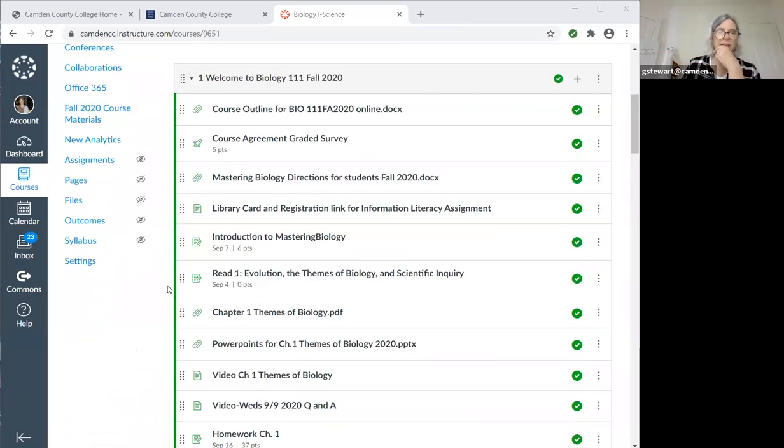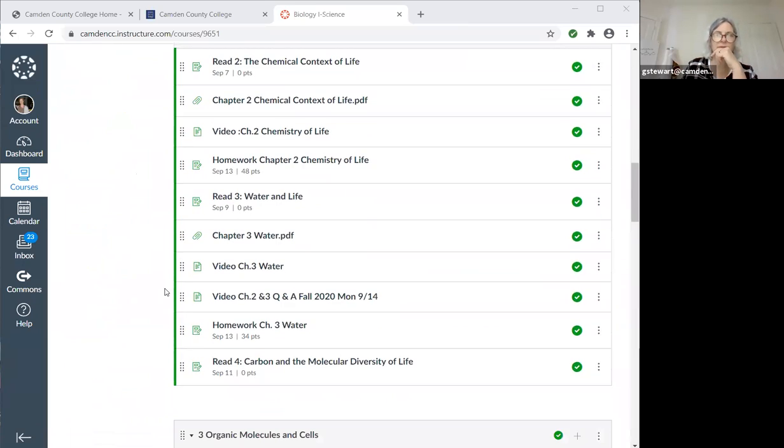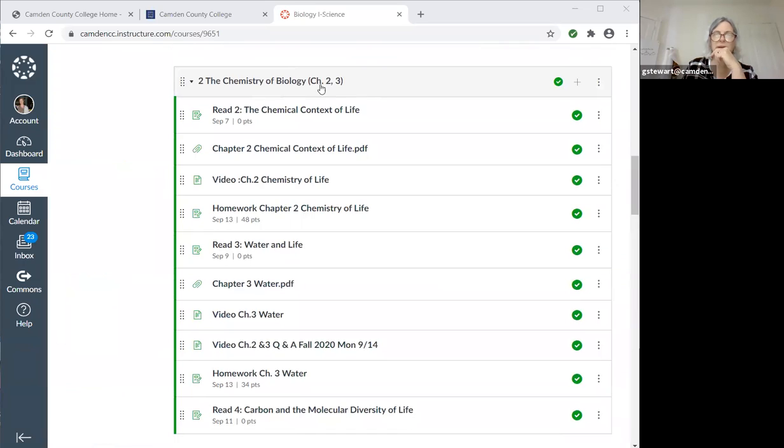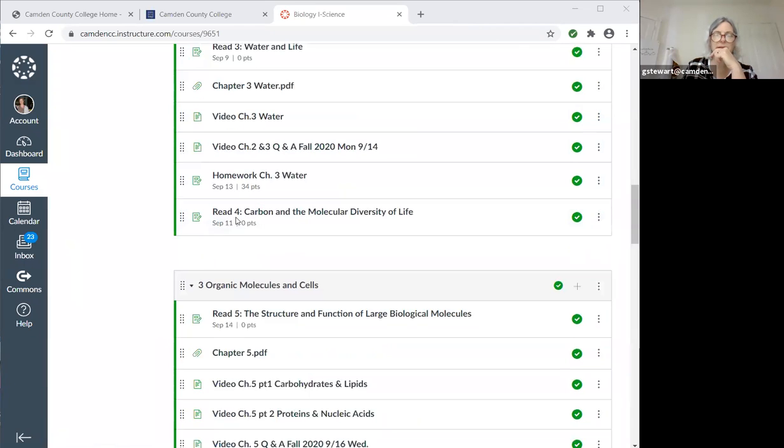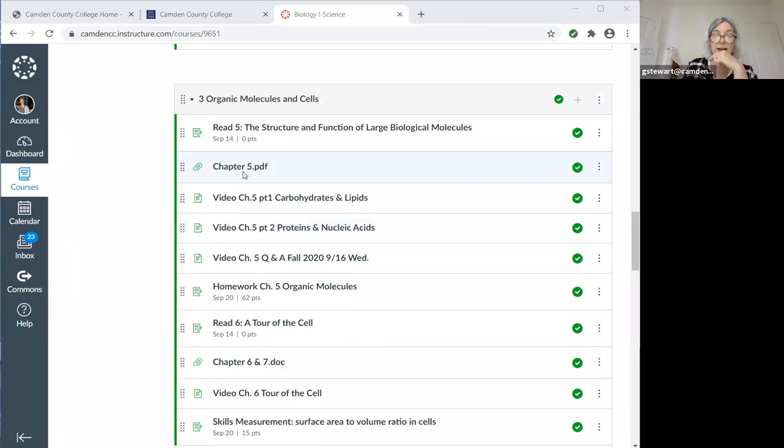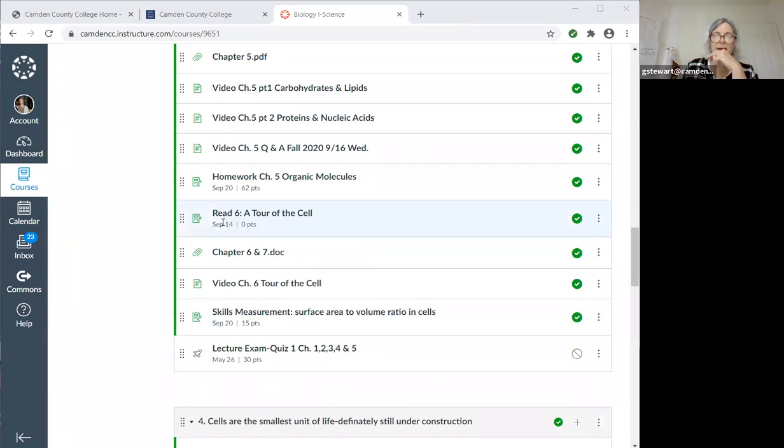So let me share that screen with you. Can you guys see the screen? Here at the end of this module 2 that has chapters 2 and 3 in it, and then here's the one with chapter 5 in it. Down here at the bottom, oh, I see, that's why you guys were asking about 6 and 7. I want you to read that ahead so that on Wednesday we can talk about it.